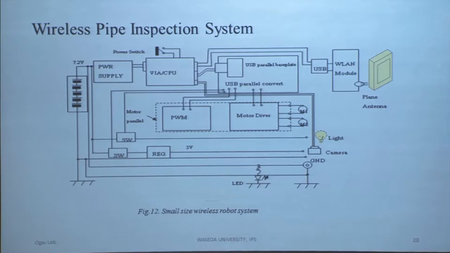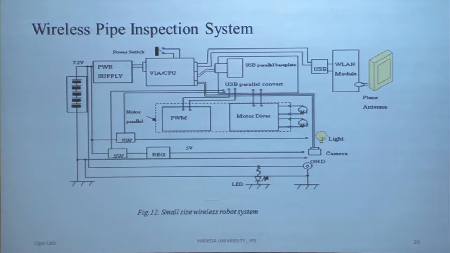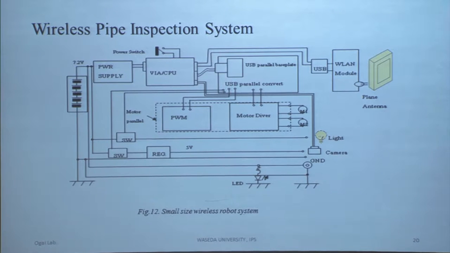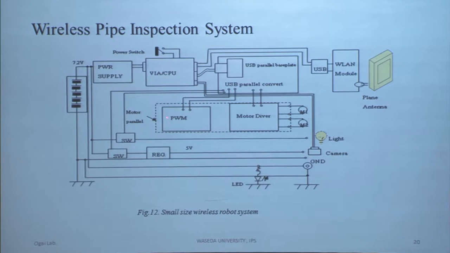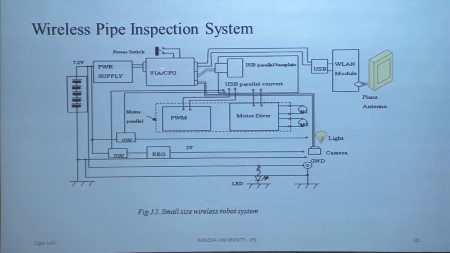For a more real robot, we use a commercial robot and modify part of the wireless communication system and some control parts. The body we get from the commercial company, and inside we change it. Inside, here is the antenna and wireless communication system, the motor control by PWM and so on, and this is the main computer, a VIA, a Taiwan computer.